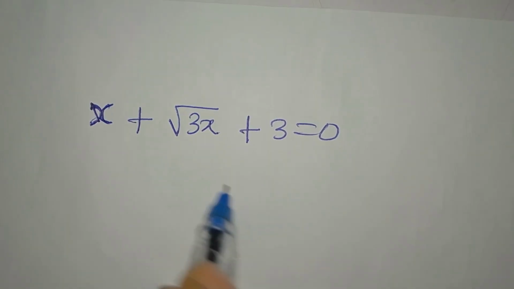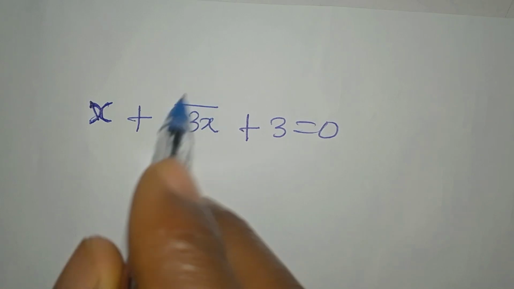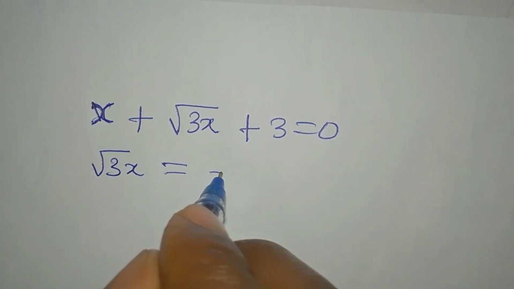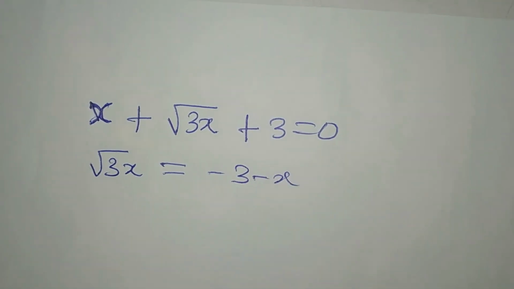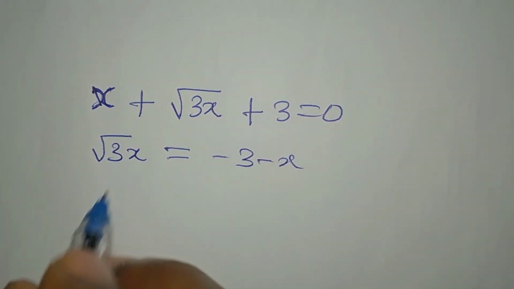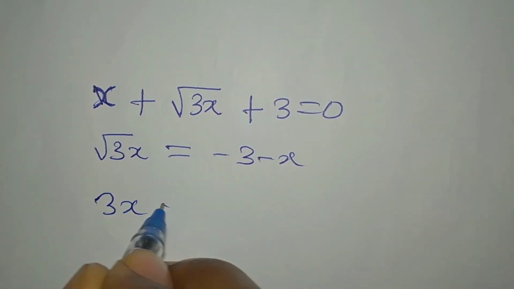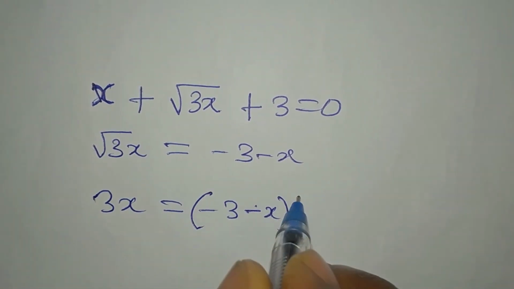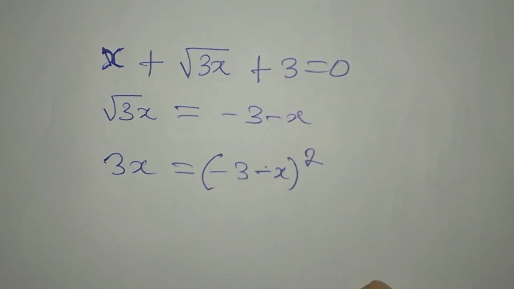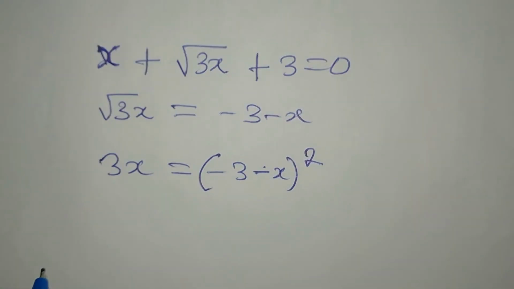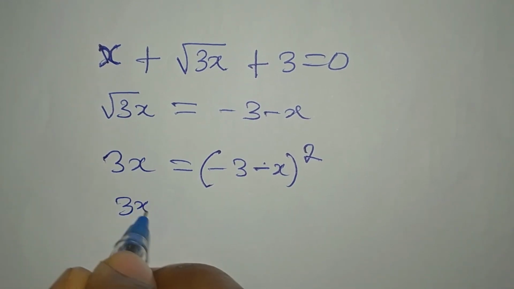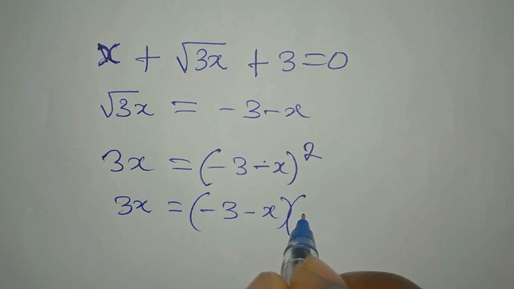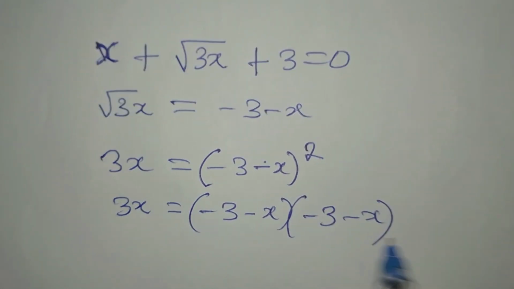Okay, so if I'm going to solve this, I will try to make this the subject. So I have square root of 3x alone, and it's equal to minus 3 minus x. Okay, so square both sides, so that 3x will be equal to minus 3 minus x, everything to the power of 2, because we are squaring both sides here, right? Now 3x will be equal to minus 3 minus x multiplied by minus 3 minus x.